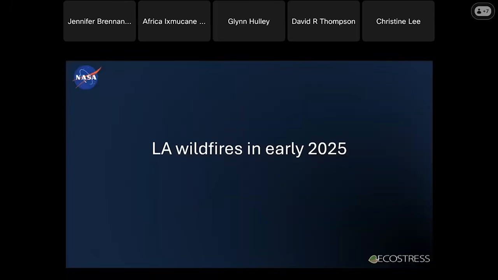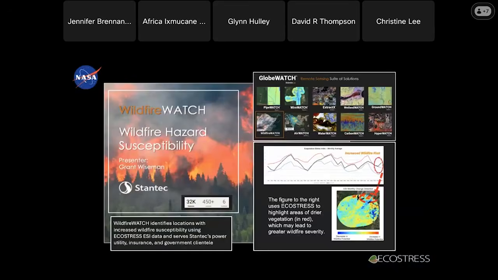So in my remaining slides, I was going to highlight a bit more about the use of ECOSTRESS data in the wildfires domain. And we've been collaborating with an organization, a private entity called Stantec, and they've been exploring various ways in which remote sensing can support their clients all around the world.